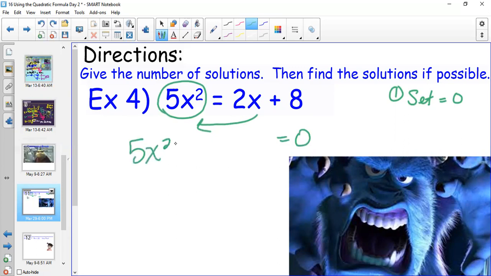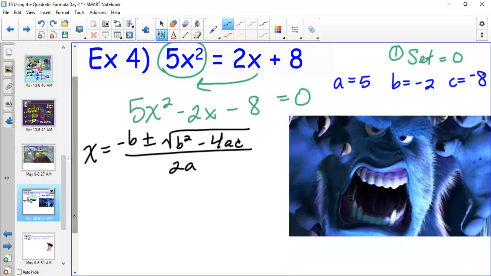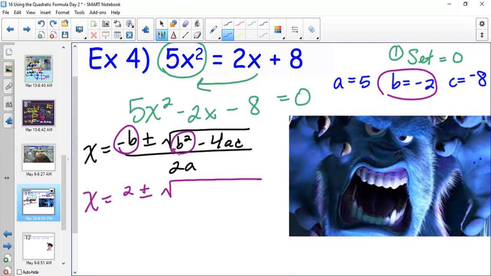So it's going to become 5x squared minus 2x minus 8 when I move it to the other side. My a is going to be 5, my b is going to be negative 2, and my c is going to be negative 8. Quadratic formula again, negative b plus or minus the square root of b squared minus 4ac all over 2a. All right, so start with negative b. Our b is negative 2, so we will plug in positive 2. B squared, negative 2 times negative 2, positive 4.